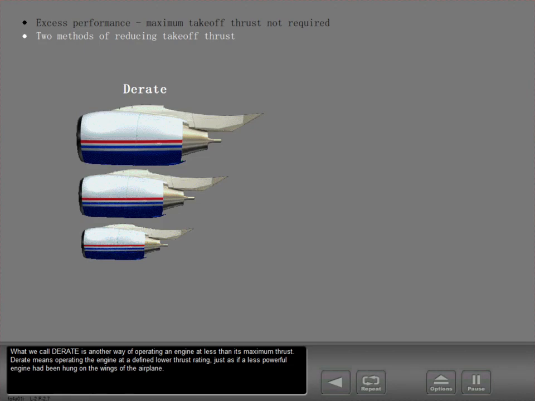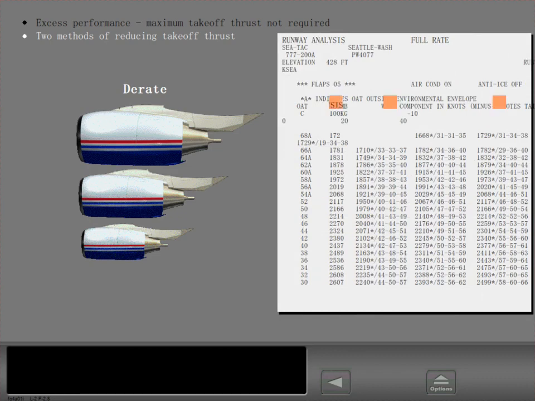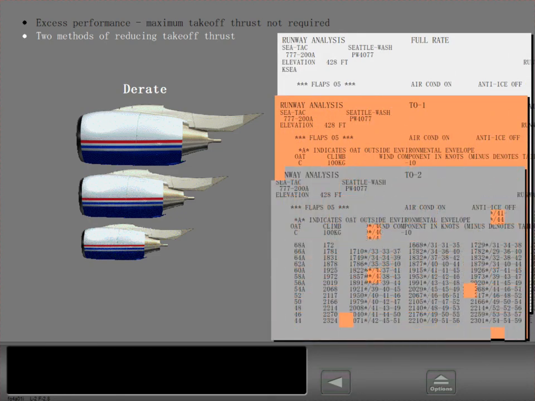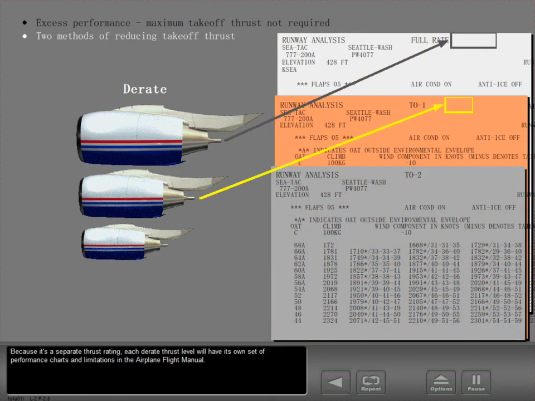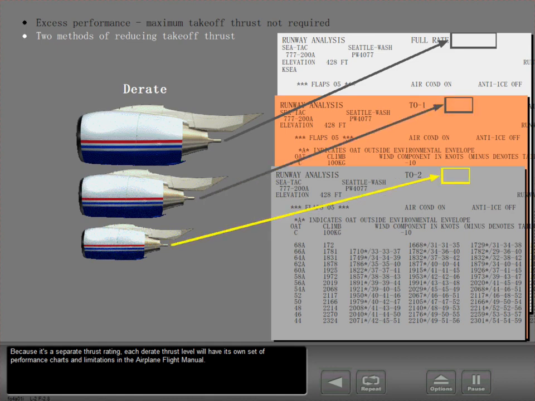What we call derate is another way of operating an engine at less than its maximum thrust. Derate means operating the engine at a defined lower thrust rating, just as if a less powerful engine had been hung on the wings of the airplane. Because it's a separate thrust rating, each derate thrust level will have its own set of performance charts and limitations in the airplane flight manual.